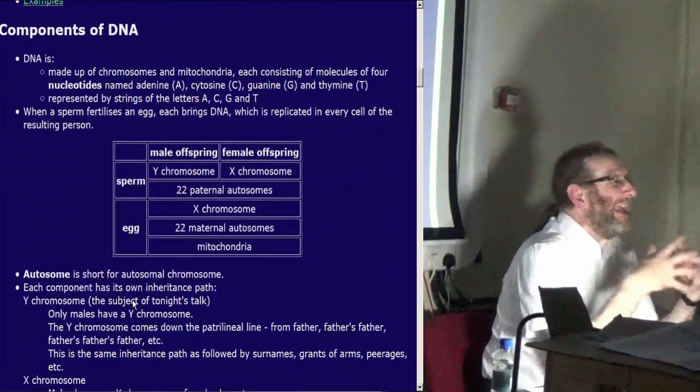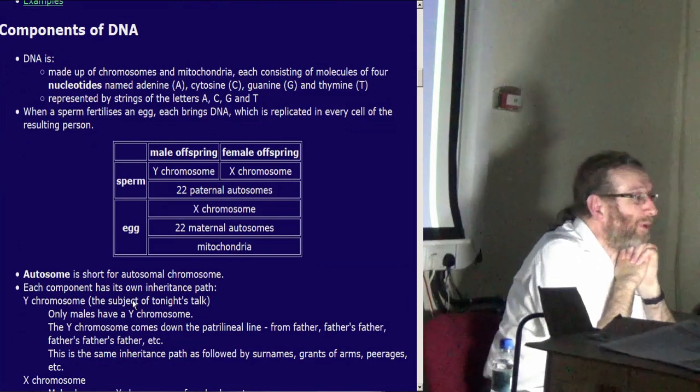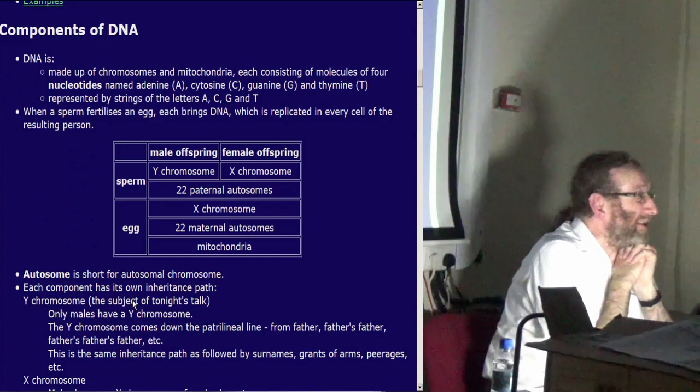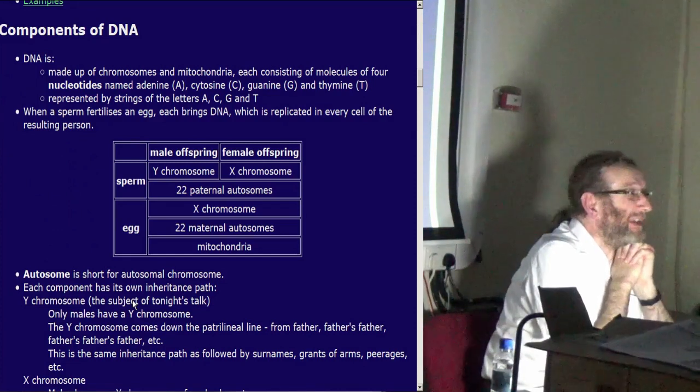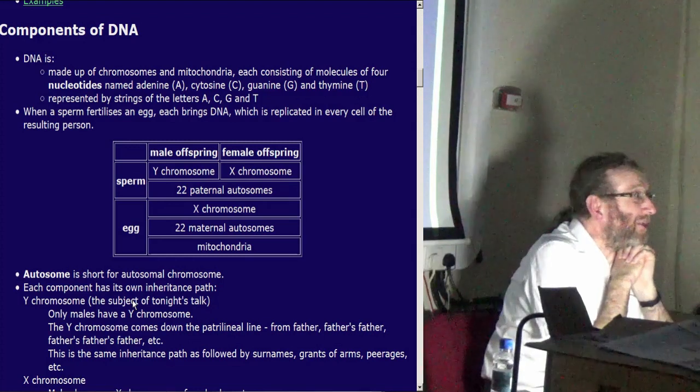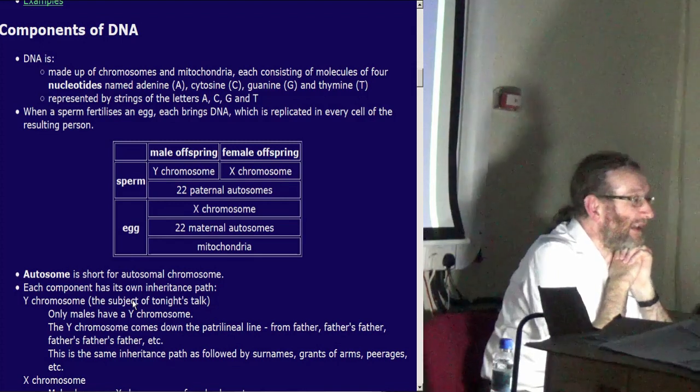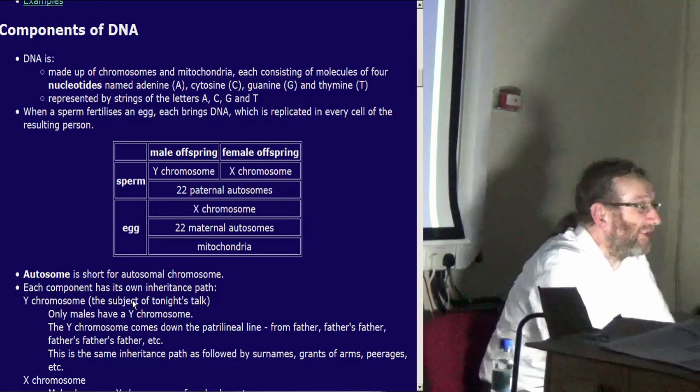So what is DNA? It's made up of chromosomes and the mitochondria, and if you send off a cheek swab or a saliva sample to a DNA lab, it will be turned into a big data file which contains long strings of the letters A, C, G, and T, which represent 4 chemical compounds that make up our DNA. Where does the DNA come from?